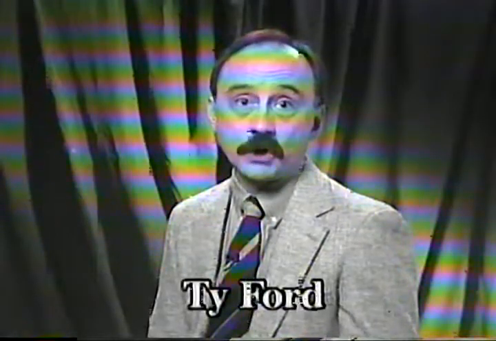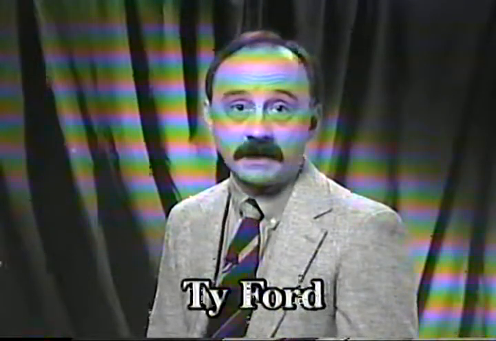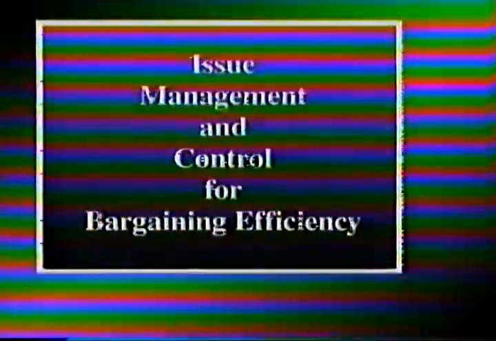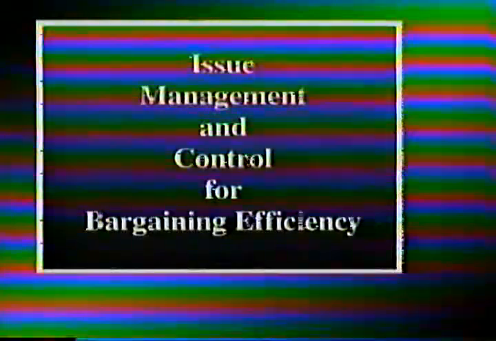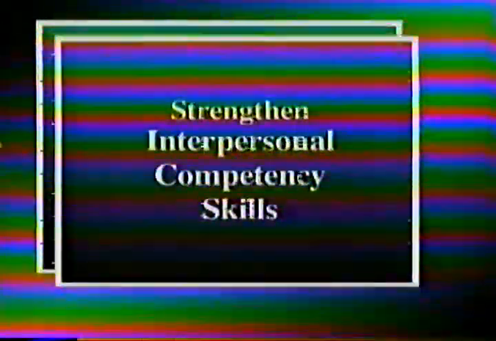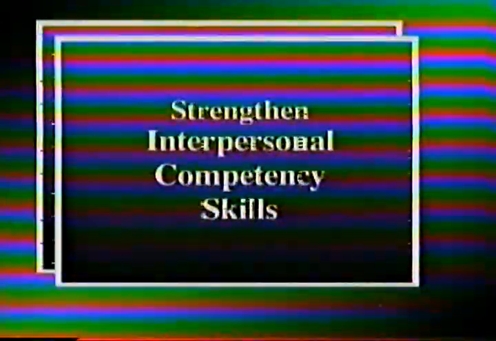Our goal from the very beginning has been to introduce a core set of training objectives and to build on those with each subsequent training module. That's why we've insisted that each training module be taken in sequential order. With Training Module 3, we hope to expand on what we've covered so far and include an examination of ways to control and manage issues in order to improve bargaining efficiency, and will strengthen interpersonal competency skills essential for successful bargaining.